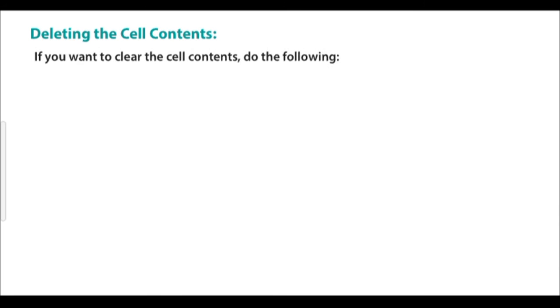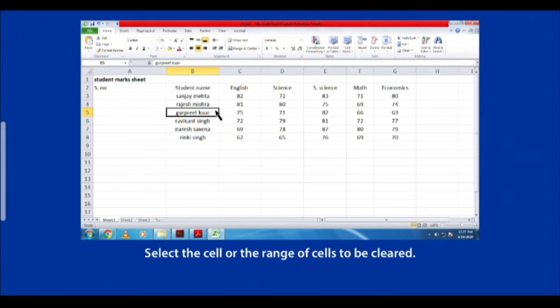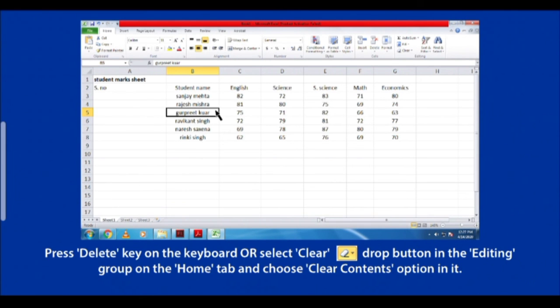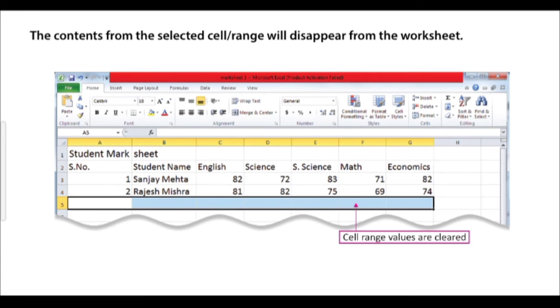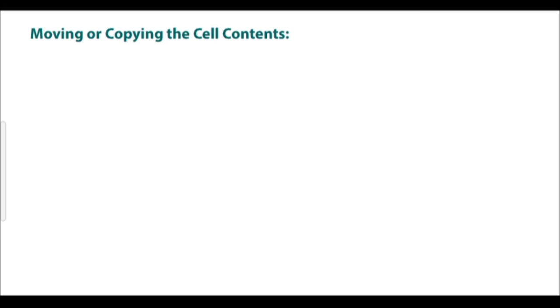Deleting the cell contents. If you want to clear the cell contents, do the following. Select the cell or the range of cells to be cleared. Press the Delete key on the keyboard or select the Clear drop button in the Editing group on the Home tab and choose the Clear Contents option in it. The contents from the selected cell or range will disappear from the worksheet.